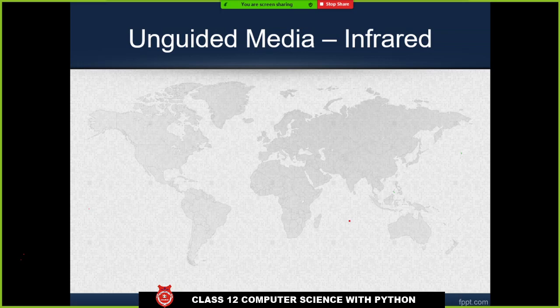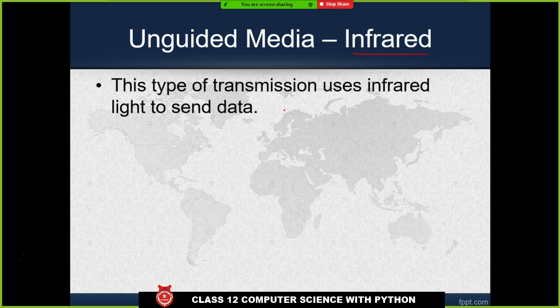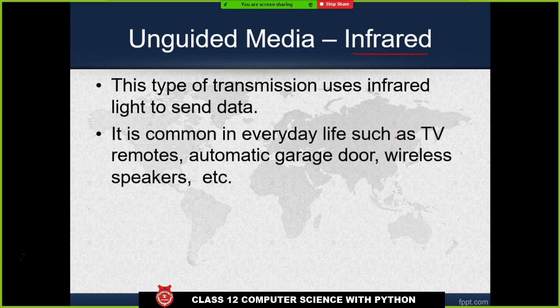I said that satellite is the last one, but still we have one more wireless communication technology, which is infrared. Have you ever heard about infrared? It is very common in our house. Most of you will be using this infrared in your home itself. For example, your TV remote is using infrared technology. Nowadays, TV remotes are equipped with Bluetooth technology, but previous televisions were using infrared technology.